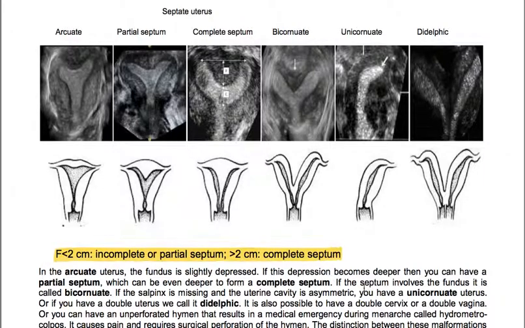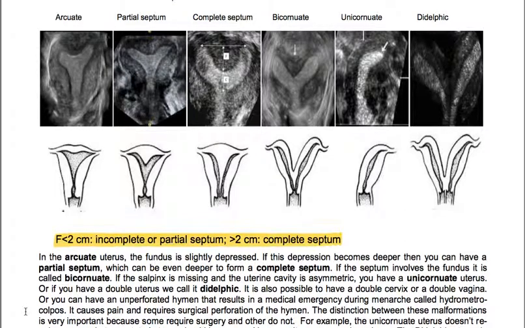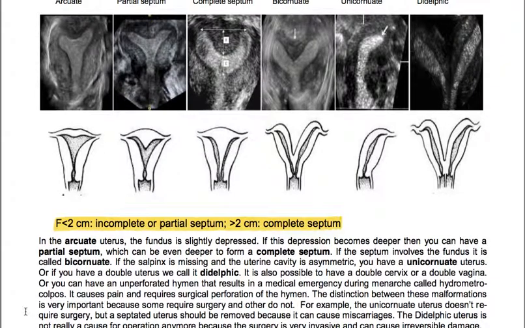If the septum involves the fundus, it's called bicornuate. If the salpinx is missing and the uterine cavity is asymmetric, you have a unicornuate uterus. Or if you have a double uterus, it's called didelphic. It's also possible to have a double cervix or a double vagina. Or you can have an unperforated hymen that results in a medical emergency during menarche, called hydrometrocolpos. This causes pain and requires surgical perforation of the hymen.